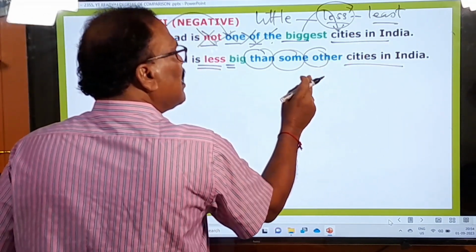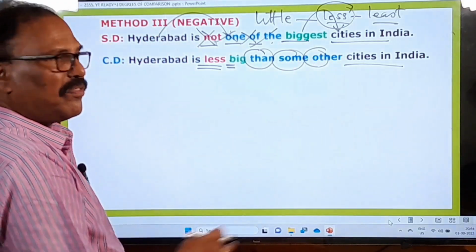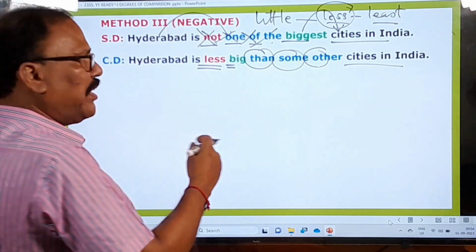Indialoni, what is that? Itara konni nagarala kante. From the back, we have to take the meaning.